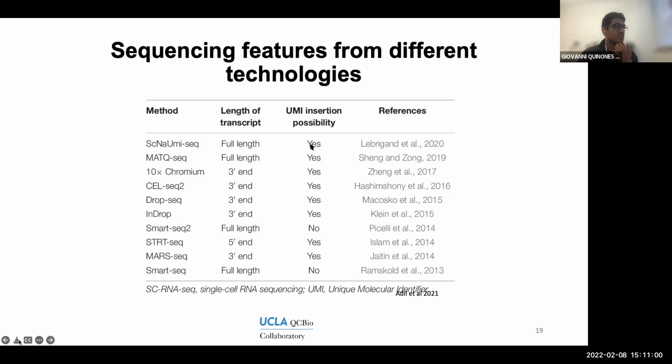And here is also telling you whether these technologies are using UMI. As you can see, it's yes for most of them. The only two exceptions are SMART-seq1 and 2.